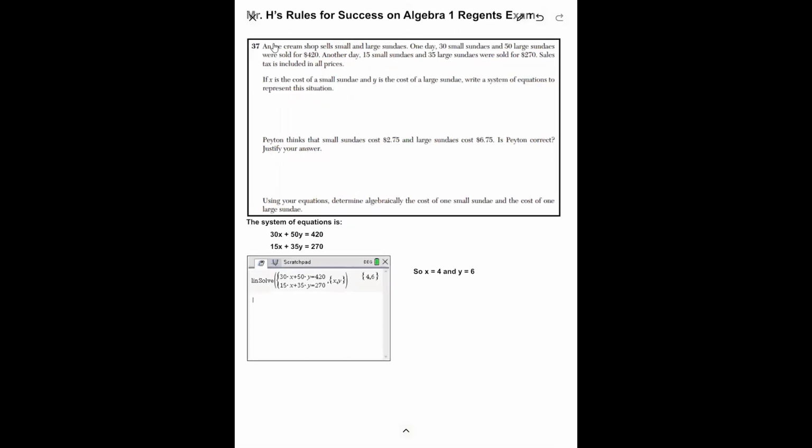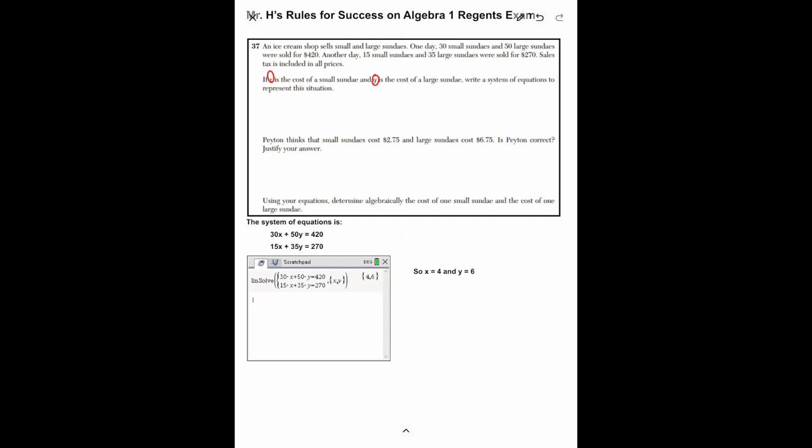All right, so it says, an ice cream shop sells small and large sundaes. One day, 30 small sundaes and 50 large sundaes were sold for $420. Another day, 15 small sundaes and 35 large sundaes were sold for $270. It says the sales tax is included in all the prices. So that just means you don't need to worry about it. And then it says here, if X is the cost of a small sundae and Y is the cost of a large sundae, write a system of equations to represent the situation.